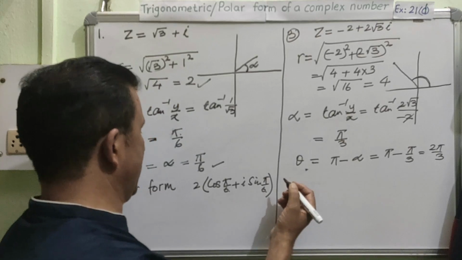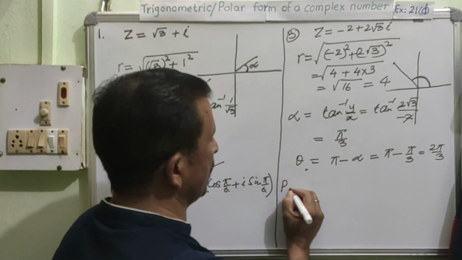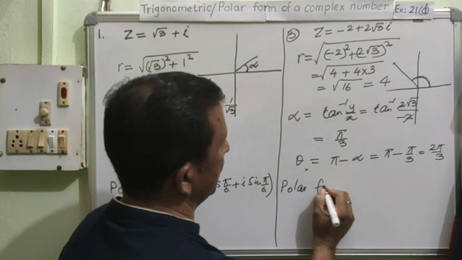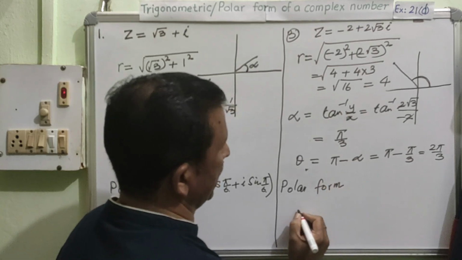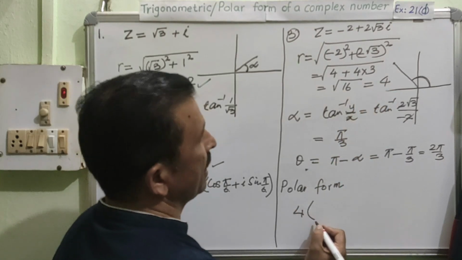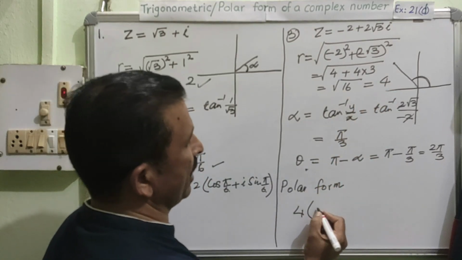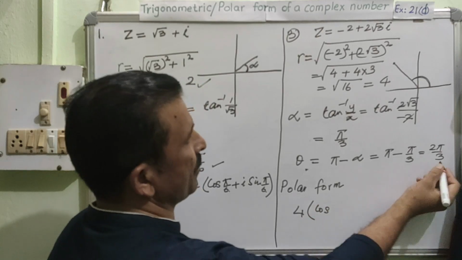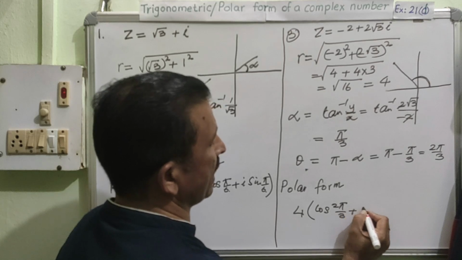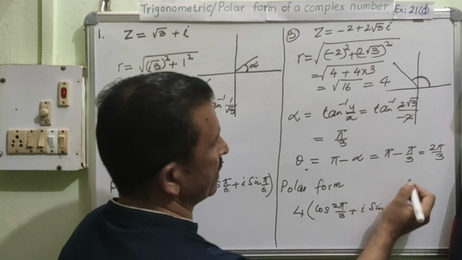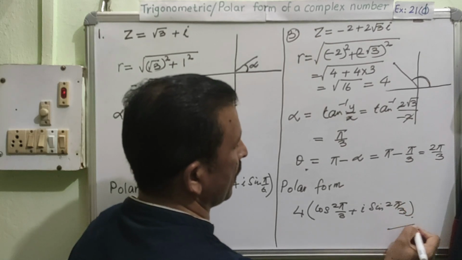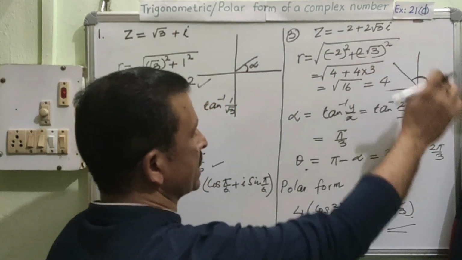And now finally we can write the polar form. This polar form formula is R times cos theta plus i sin theta. R is going to be 4. So this is 4 times cos of theta, and theta is how much? 2 pi by 3, plus i sin theta, again theta is 2 pi by 3. This is the polar form of your given complex number.